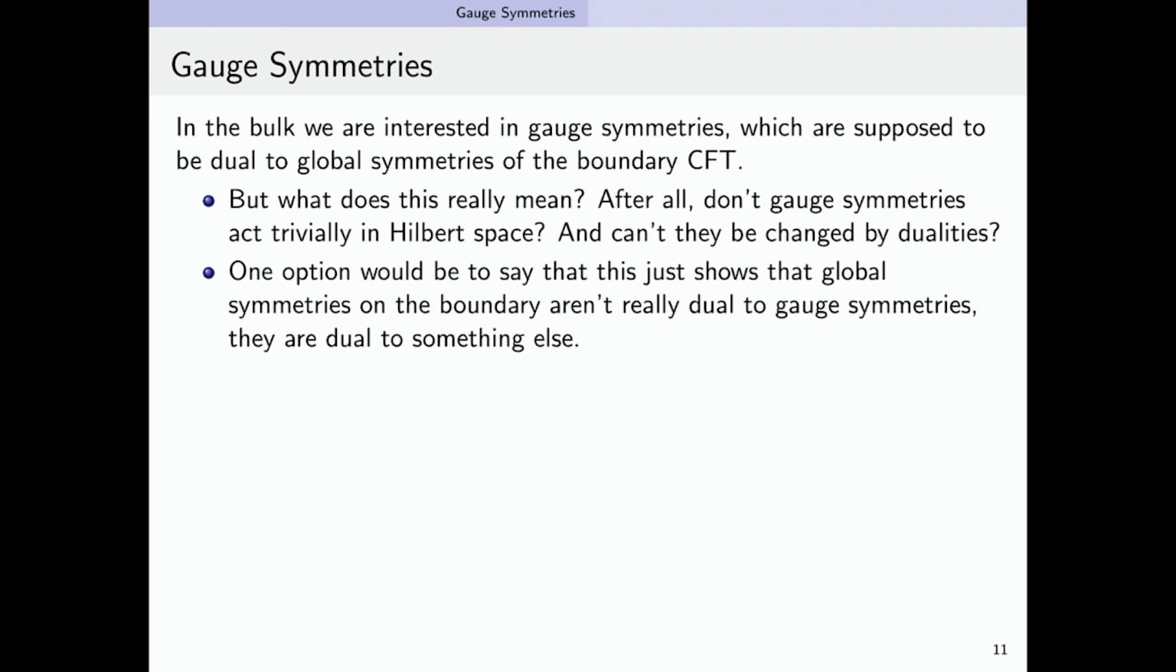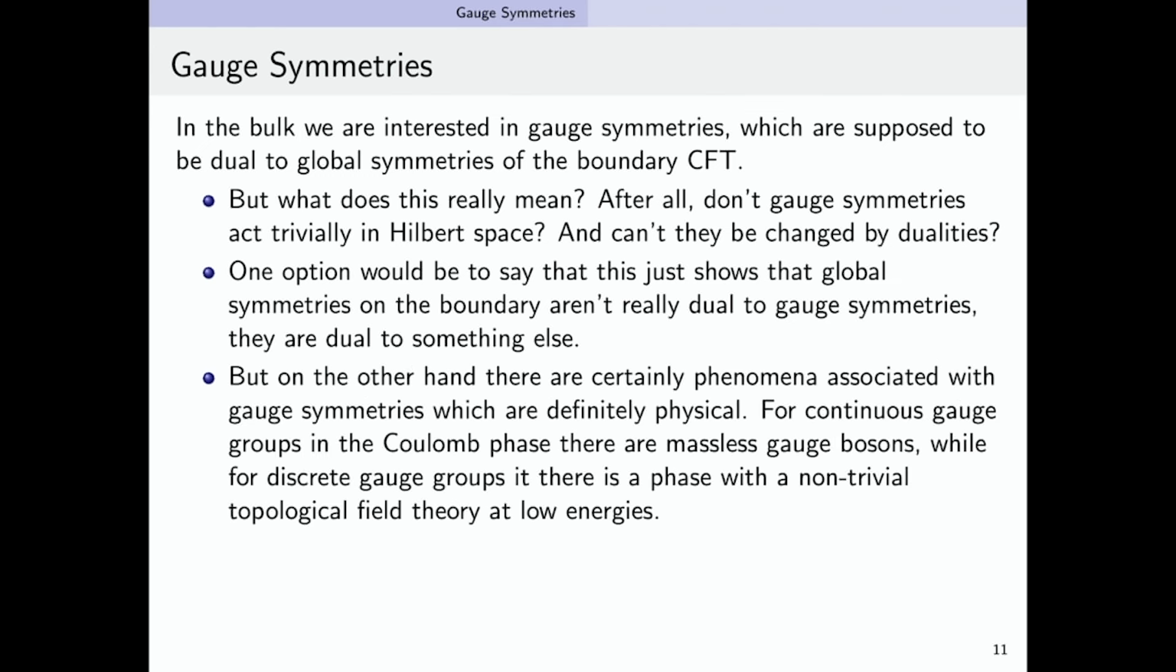One thing you could say, which maybe is what Leonardo would say, is that global symmetry on the boundary isn't really dual to a gauge symmetry, it's dual to something else. But on the other hand, certainly there are phenomena associated with gauge symmetry that are physical, like having massless gauge bosons, topological field theory at low energies. So there's clearly something physical there.